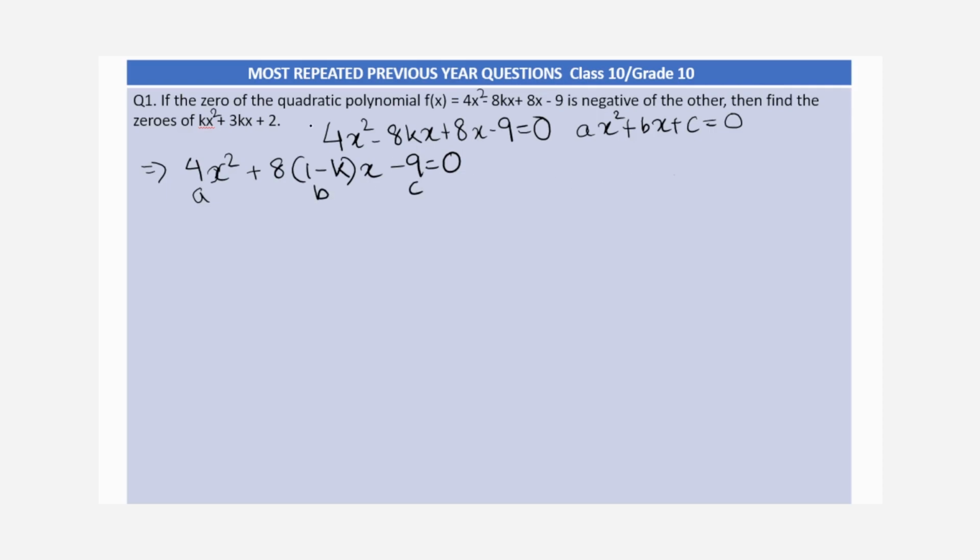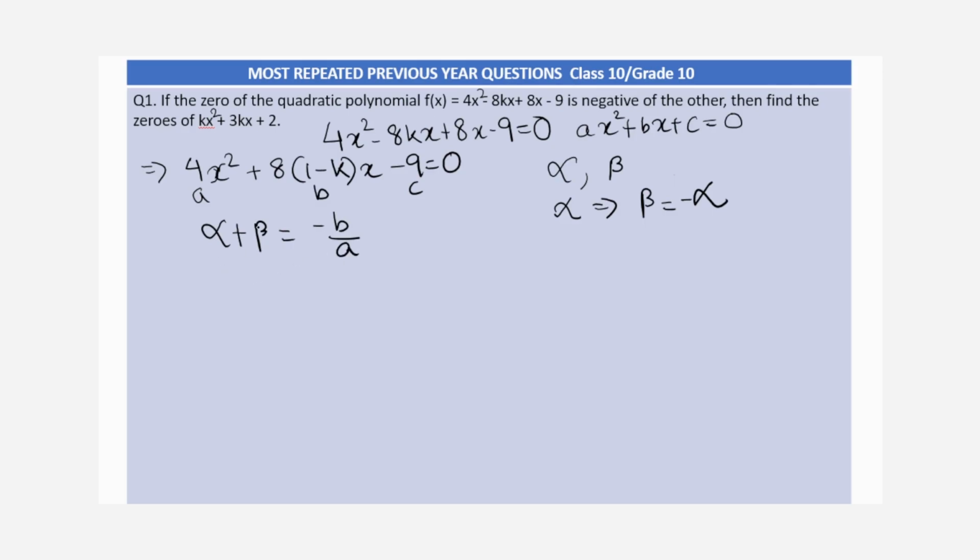So one zero or one root of this polynomial is the negative of the other. There are two roots, we know, alpha and beta for a quadratic polynomial, and one is the negative of the other in this case. So if one is alpha, then beta will be equal to minus alpha. That's what the question is saying. Now what will be the value of alpha plus beta? We already know this formula, alpha plus beta is equal to minus b by a.